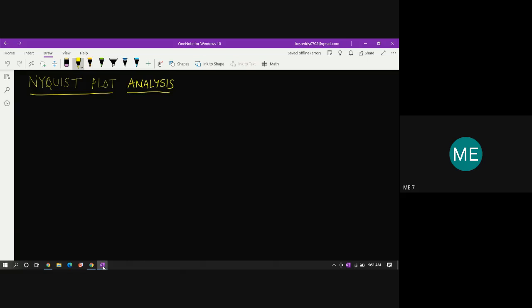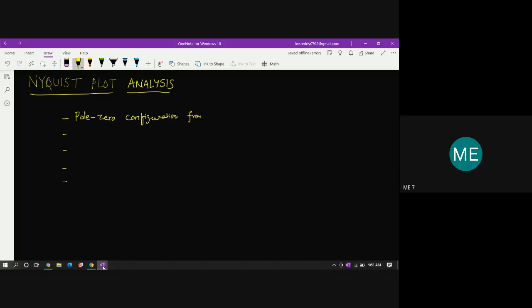So this Nyquist plot is divided into 5 steps. Each step we need to understand before going to the Nyquist plot analysis. So what does step one say? Here we need to understand pole zero configuration, from Nyquist plot point of view.